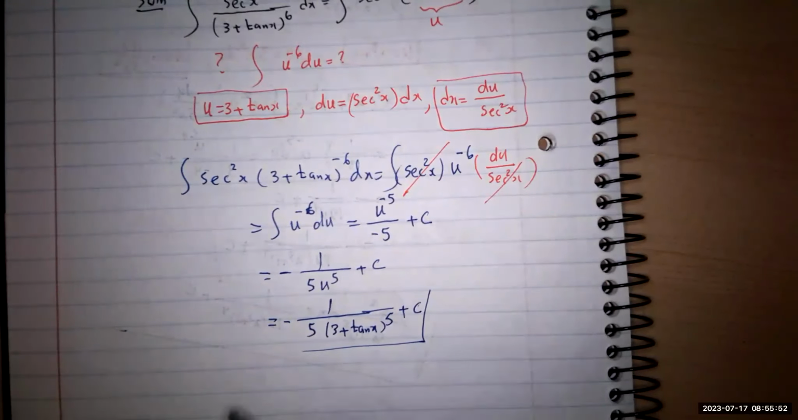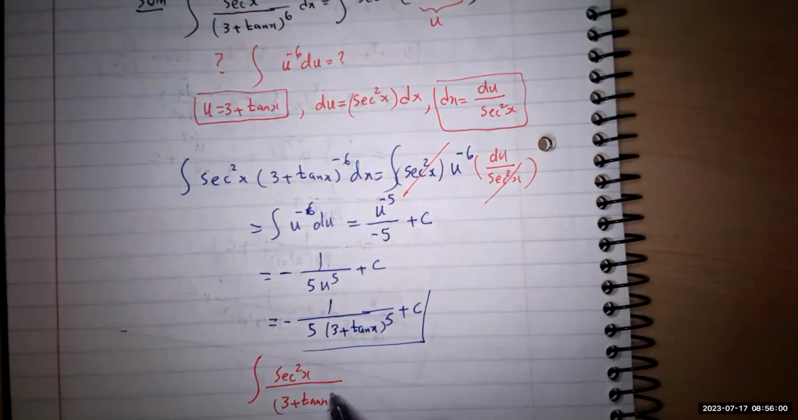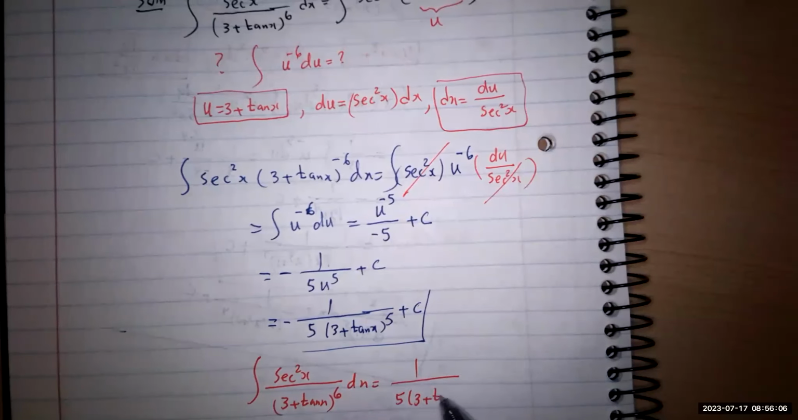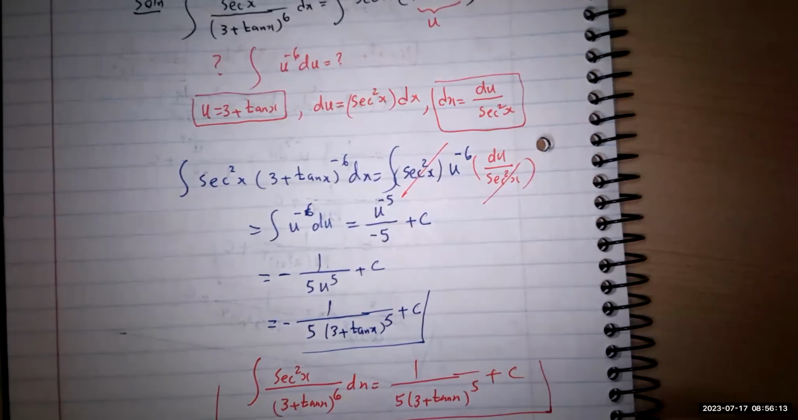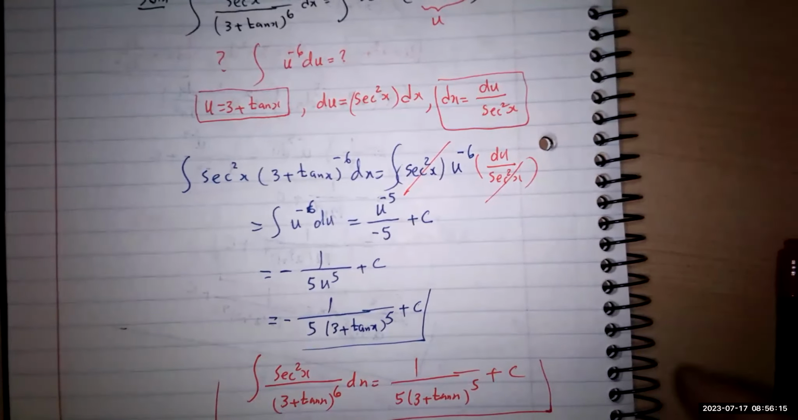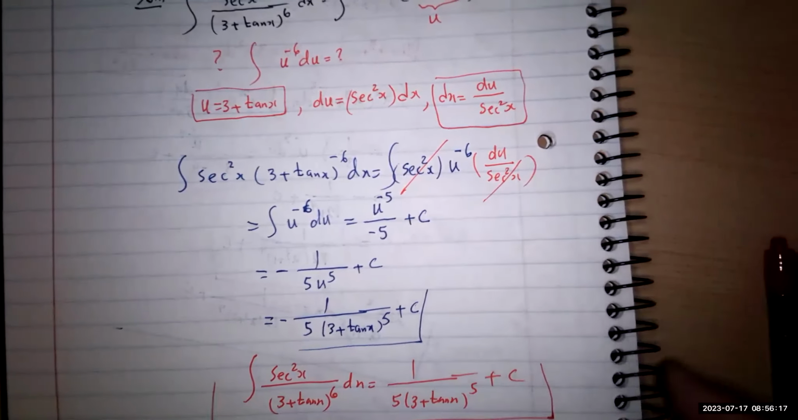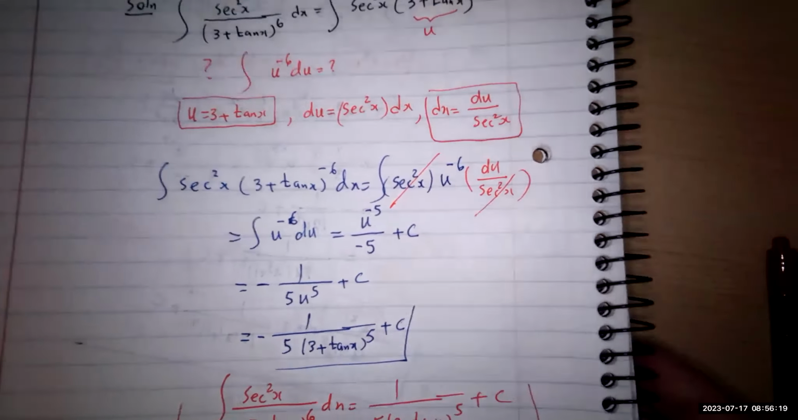Okay, again, you don't have to rewrite it, but I do it. The integral of secant square of x over (3 plus tan x) to the 6th dx is simply negative 1 over 5 times (3 plus tan x) to the 5th plus the constant c, for the record. The final answer. Okay, very popular case with the trigonometric function.